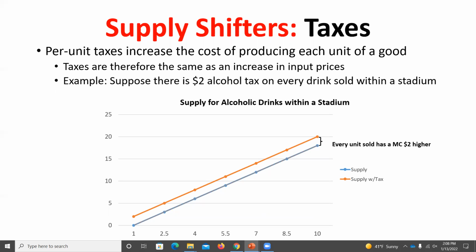So it works just the same as increasing input prices. It's going to decrease our supply curve. Okay. We start to actually work with some more formulas in this class for our supply and demand functions and actually like solving for equilibriums and things.